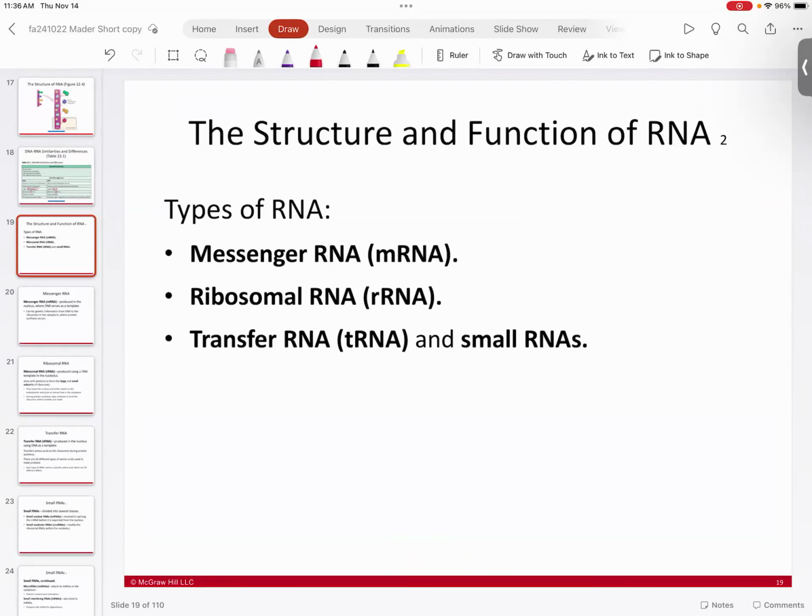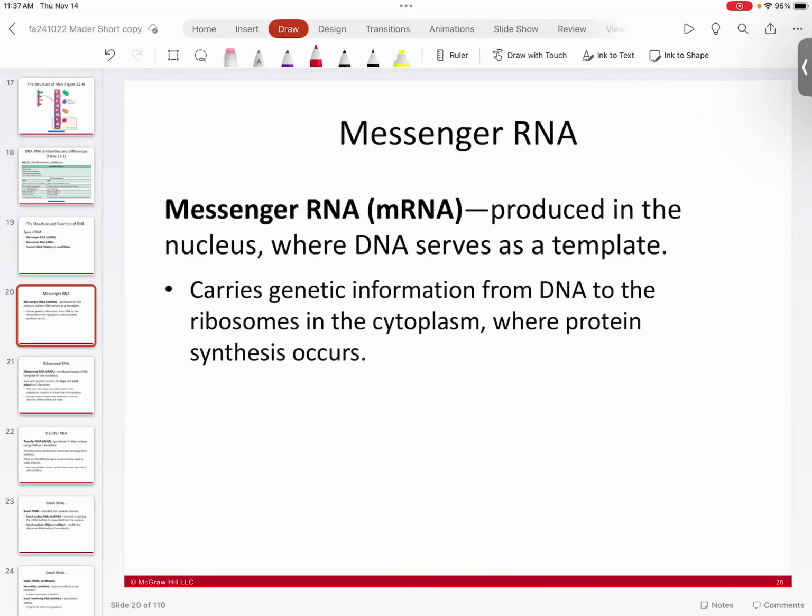Now, there are different types of RNA. There are actually multiple types of RNA, but this is kind of the standard 3 main types. The first one is messenger RNA. Then we have ribosomal RNA, and then we have transfer RNA and other types of RNA, small RNAs. The messenger RNA is essentially the one that is produced in the nucleus by a process called transcription. And this is basically a copy of the DNA.